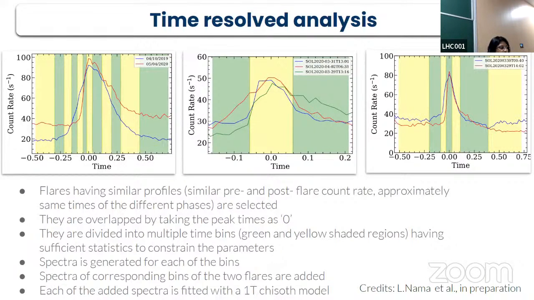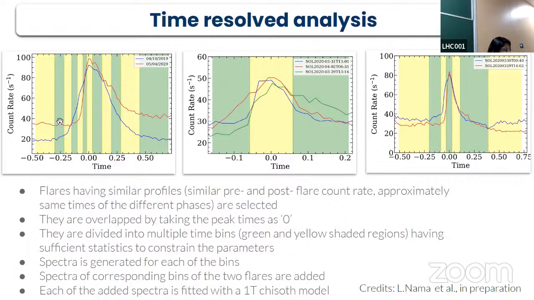After this, we want to try the time resolved analysis, but it is not possible to do a similar analysis as is done for higher classes of flares, because A-class flares have very weak signal. For this, we have tried a different method. We have found flares that have similar profiles. What I mean by similar profiles is that we try to find sets of flares that have similar pre and post flare count rates, and spend approximately equal amounts of time in their different phases. Then we overlapped them by taking the peak time as 0.